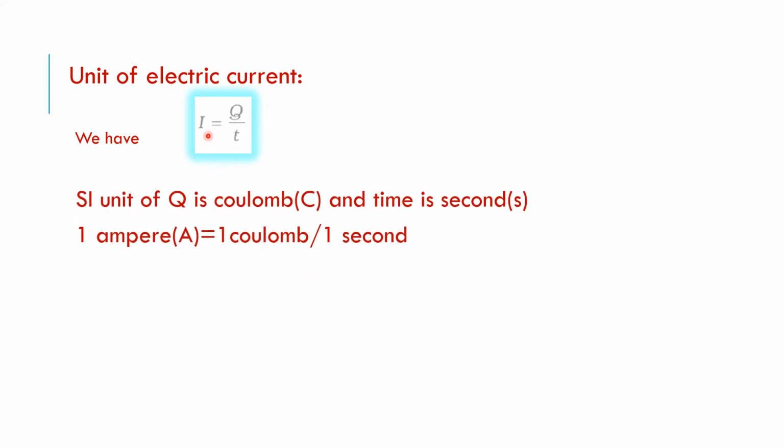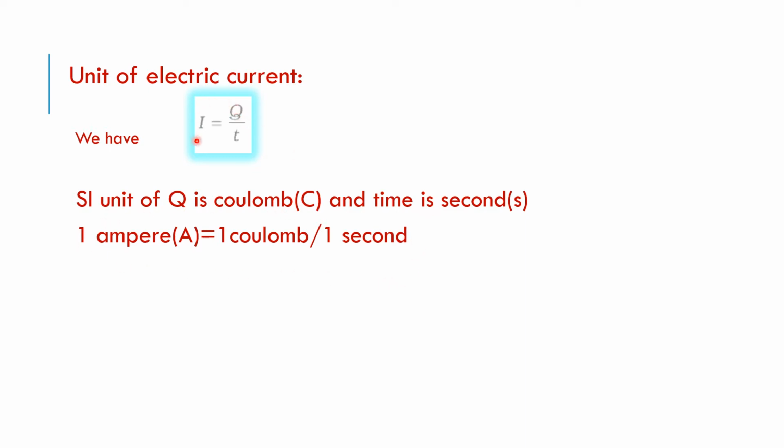Now in detail about the unit of electric current. We have the formula of electric current, I is equal to Q divided by t. From this formula, we can write down the unit of electric current. What is the unit of Q, charge? That is coulomb. Similarly, the SI unit of time is second. So we can write the unit of current, that is ampere: 1 ampere is equal to coulomb divided by second. Everything here is written in units.